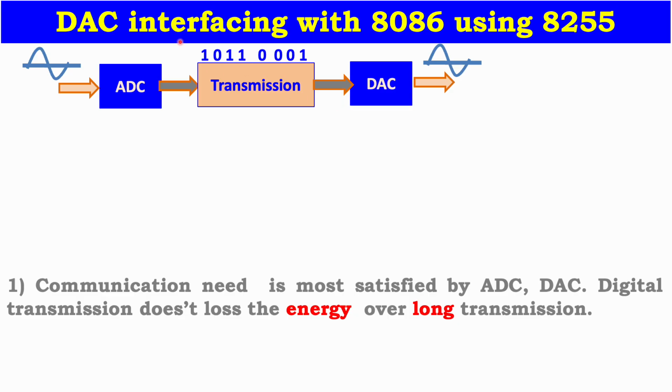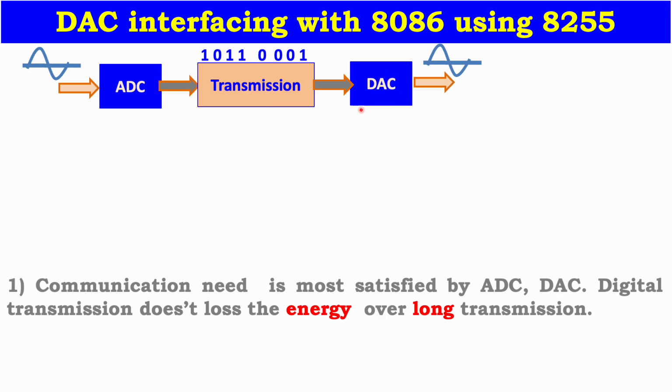Today's topic is DAC interfacing with 8086 using 8255. We know that in communication, it is most important to satisfy the input signal and output signal. The input signal is converted by an ADC to digital form, and the digital form is transmitted over long distances. Why? Because the digital signal does not lose its energy even when transmitted over long distances.